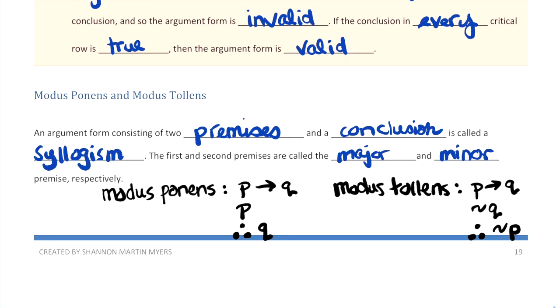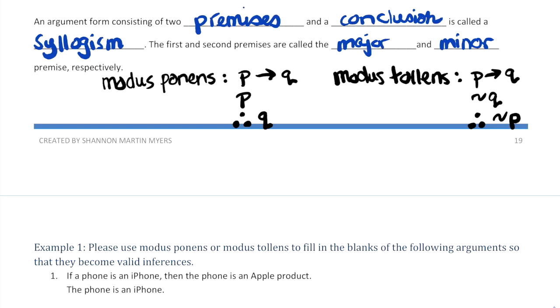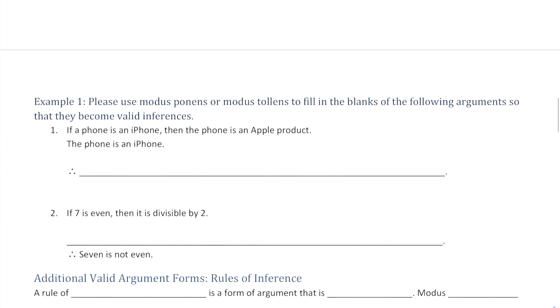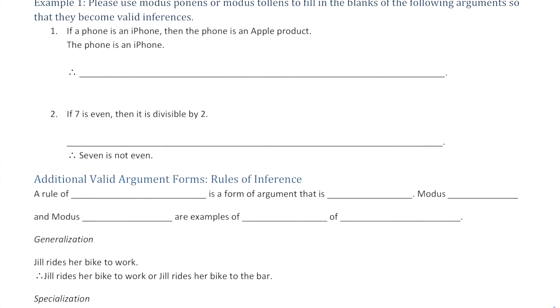So now you might want to make a list of these forms that we're going over. This is all going to be pretty important, right? So let's do it. For this first example, let's use modus ponens or modus tollens to fill in the blanks of the following arguments so that they become valid inferences.